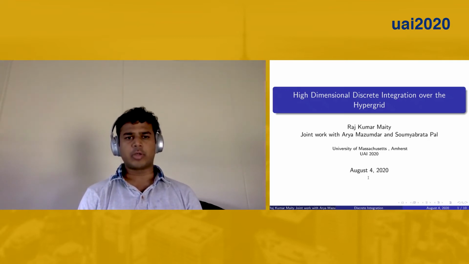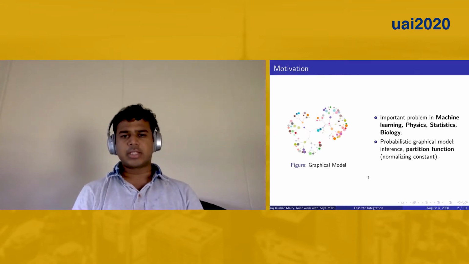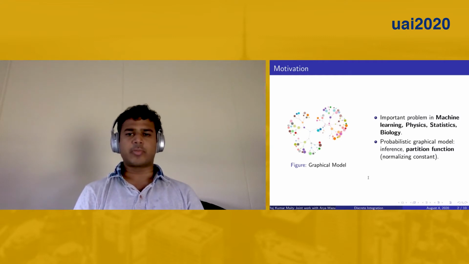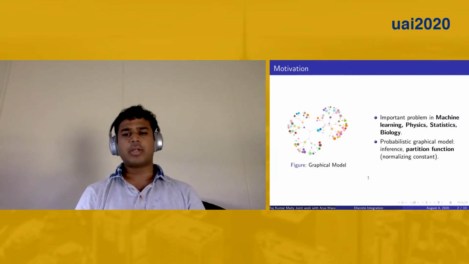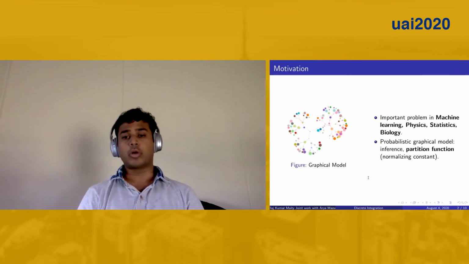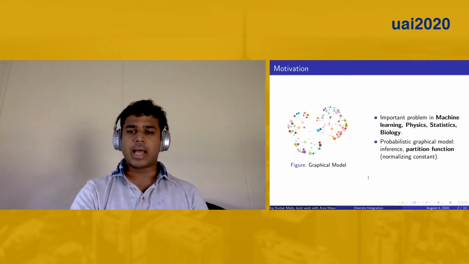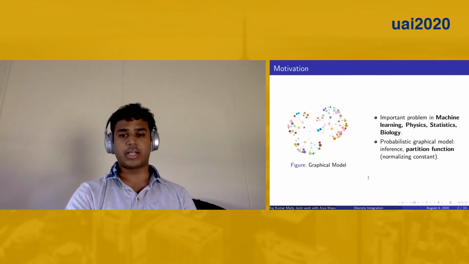In this work, I'm going to be talking about high-dimensional discrete integration over the hypergrid. High-dimensional discrete integration over the hypergrid is an important problem in machine learning, physics, statistics, and biology. The problem of discrete integration is particularly found in probabilistic graphical model inference. In inference, we need to compute something called the normalizing constant, more commonly known as the partition function. And computing a partition function is a good example of high-dimensional discrete integration.